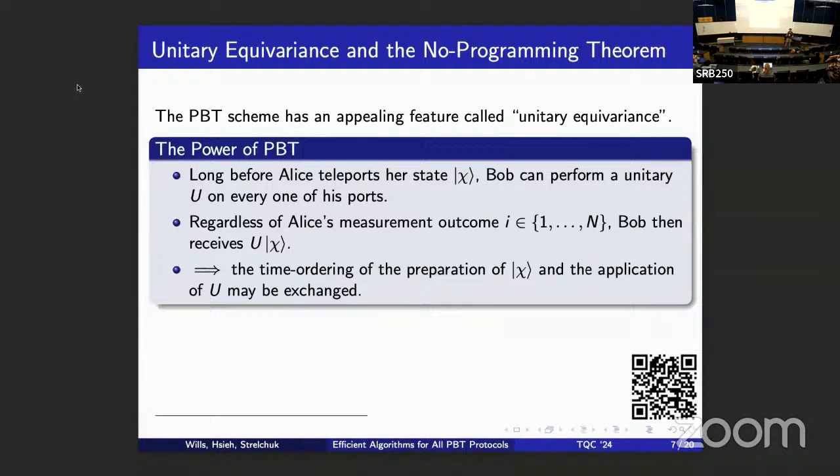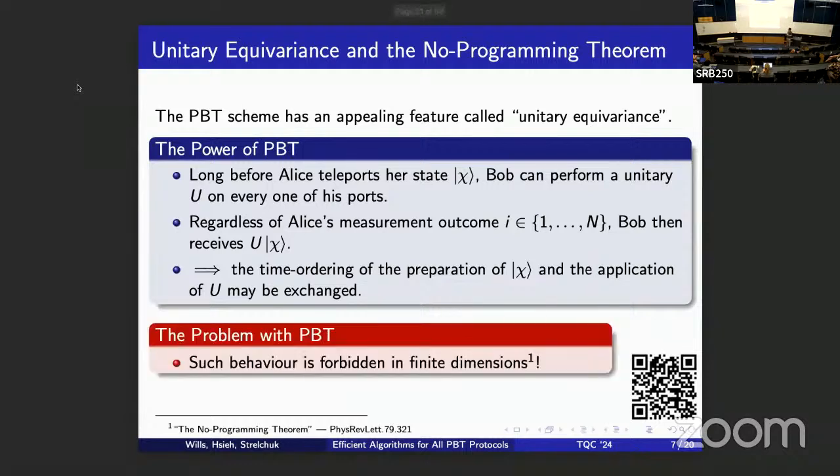And this should feel a bit icky. And indeed, it is icky because you're not allowed to do this perfectly and every time in finite dimensions. There is a no-go theorem to this effect called the no programming theorem from Nielsen and Chuang. And so we want to do this in finite dimensions. We want to do this with a finite number of ports, so a finite n.